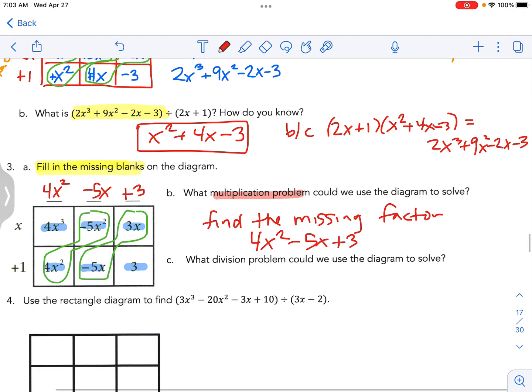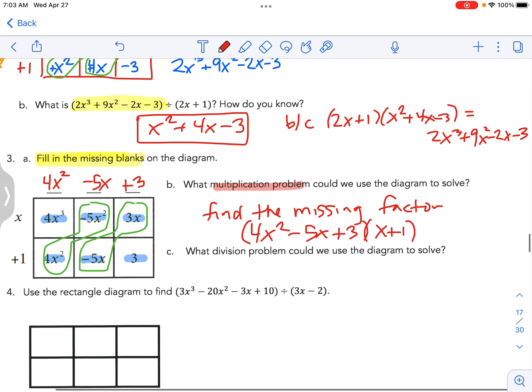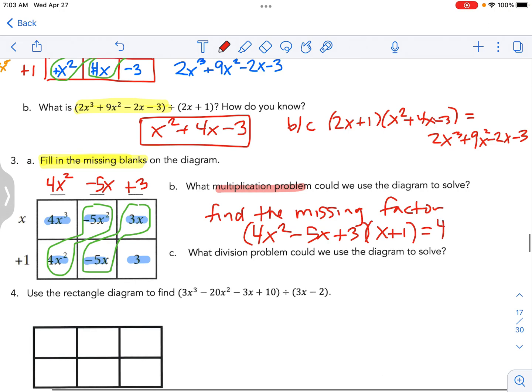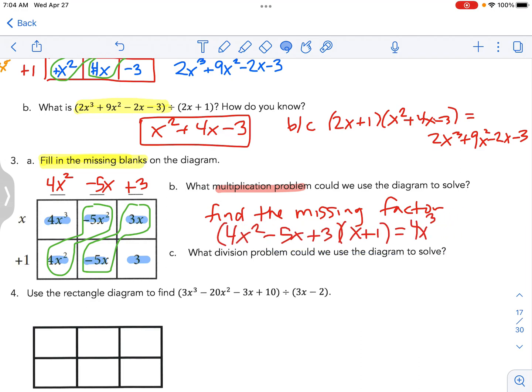So we know that if that's the missing factor, then this times x plus 1 equals what's inside the area model, which is 4x cubed. I've got to move that over a little bit. I'm going to run out of space.